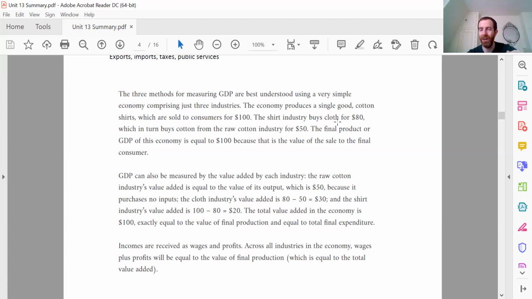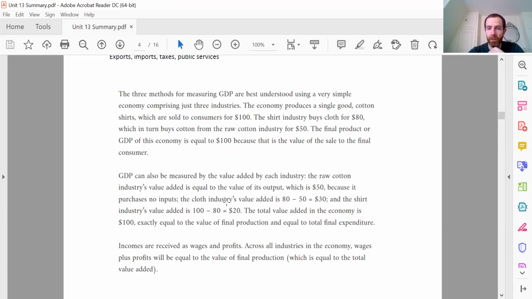And then the cloth industry is selling it to the shirt industry, and then the shirt industry sells it to consumers. So how do we look at the value added? Well, if we start with the raw cotton industry, the value of their output, and we're imagining they don't have any inputs, is $50. So we're basically saying that what the cotton industry does is add value of $50, right? A little bit of a simplification there to imagine that there's no inputs, but let's just take it. So the cotton industry added value is $50.